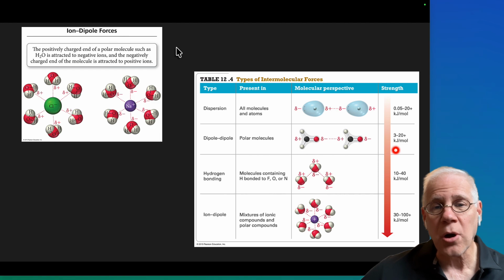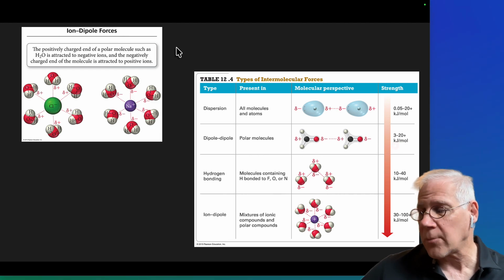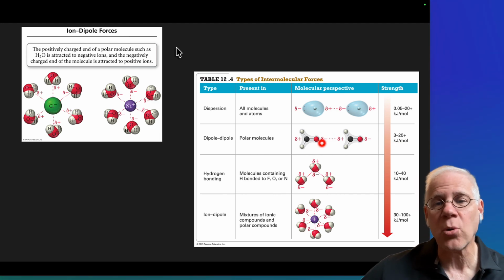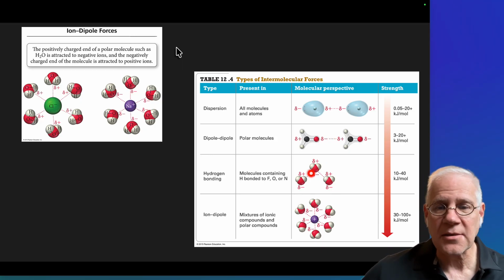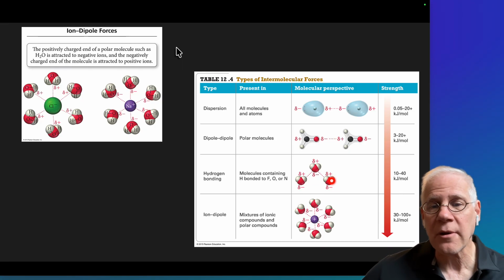We can move up to our polar molecules that create dipole-dipole interactions, so a permanent dipole due to differences in electronegativity. So we have a delta minus on an oxygen here and a delta plus on a carbon here, and those delta minus and delta plus can interact and attract the two molecules to each other. Hydrogen bonding is just a type of dipole-dipole interaction, but very specific conditions have to exist. You have to have a hydrogen atom bonded to a fluorine, an oxygen, or a nitrogen in order for hydrogen bonding to set up.